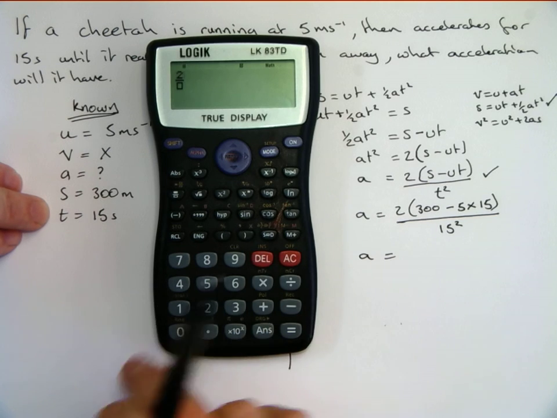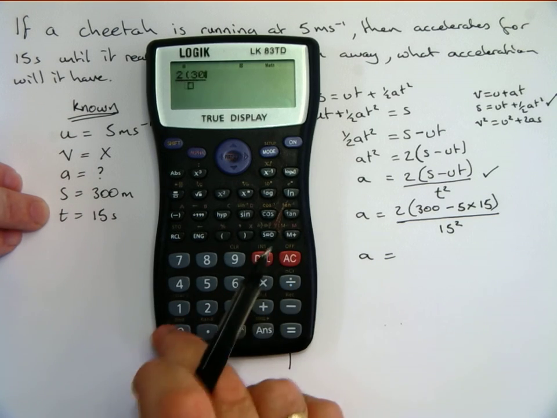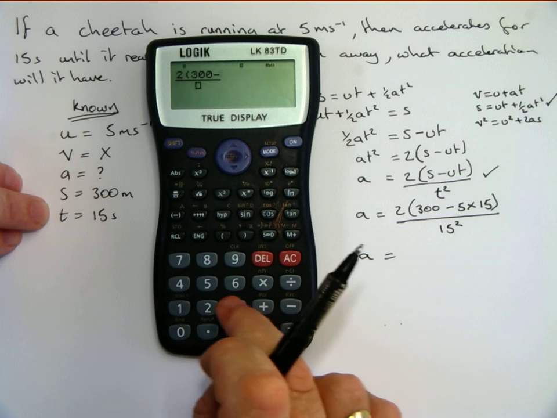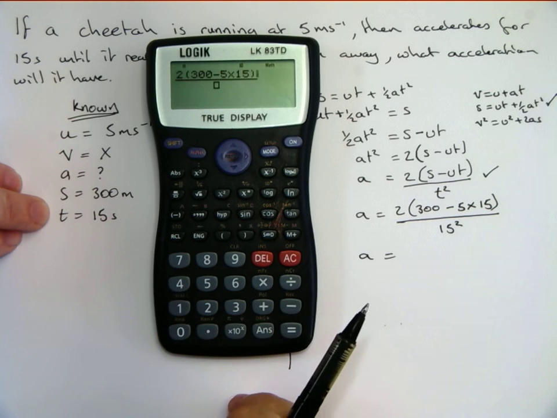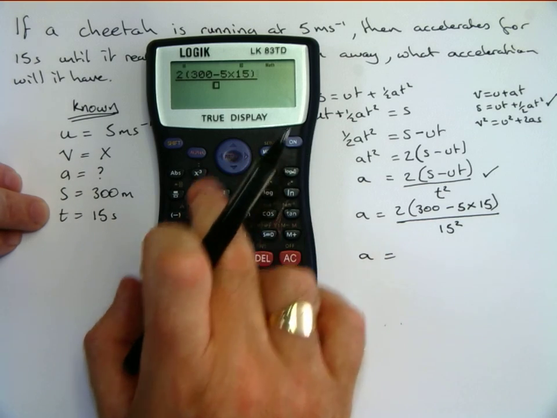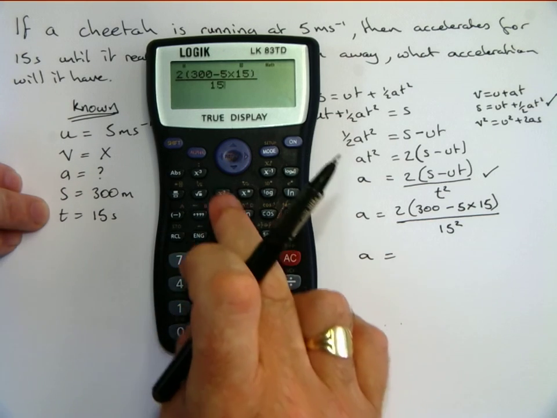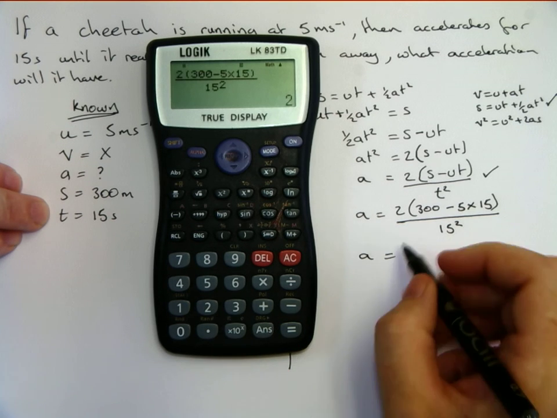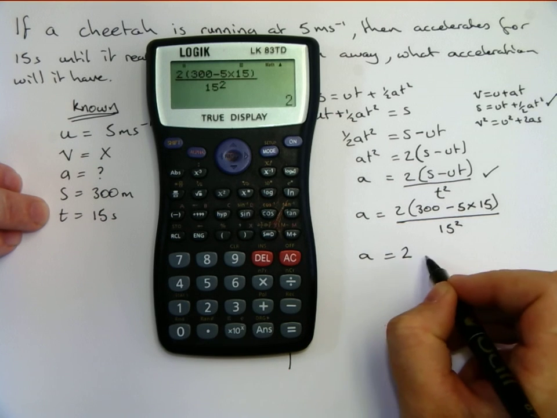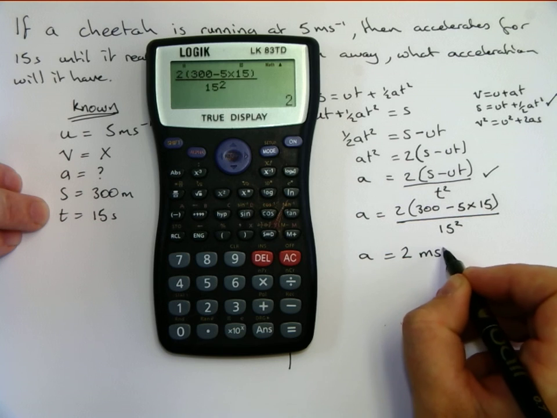So 2, open bracket, 300, minus 5 times 15, close bracket. This has got the top line exactly as it is, and then in the bottom line, we're going to put 15 squared. Pressing equals, there's your answer, 2. The acceleration is 2 meters per second squared.